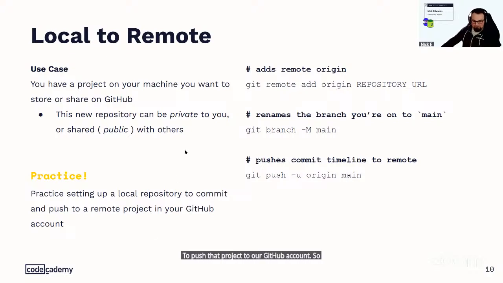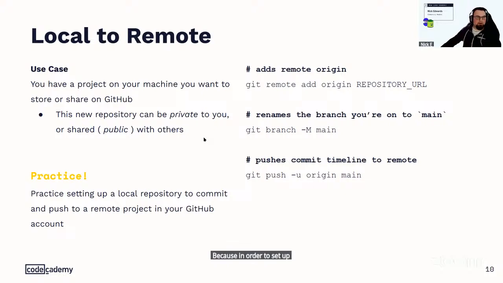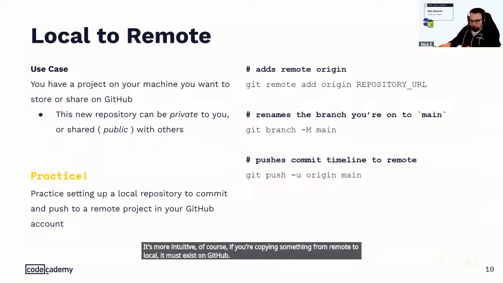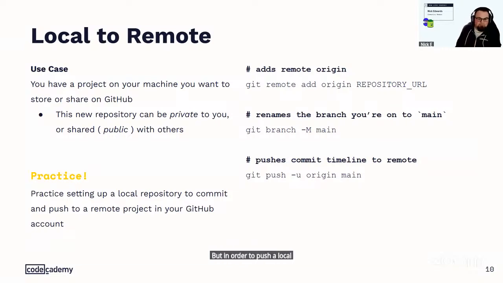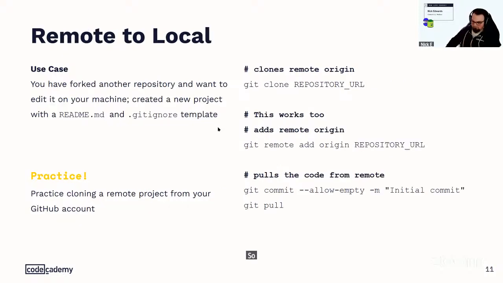So I'm going to exit from my presentation real quick, because in order to set up, you have to have the repository exist in GitHub, period. Whether it's pushing from local to remote or copying something from remote to local, if you're copying something from remote to local, it must exist on GitHub, which is more intuitive. But in order to push a local repository to GitHub as well, the remote repository still needs to exist.